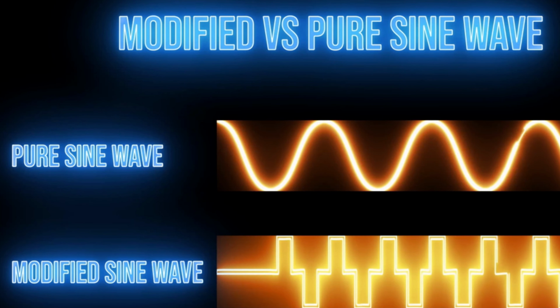This is why you hear terms like modified sine and pure sine. Modified sine is more like stepped blocks, cheaper, sometimes fine for simple loads. Pure sine uses better PWM control and filtering, cleaner for sensitive electronics, quieter for motors, and closer to what the grid provides.